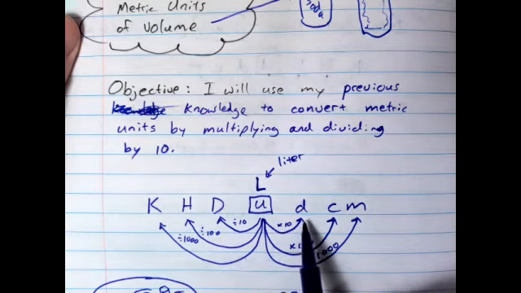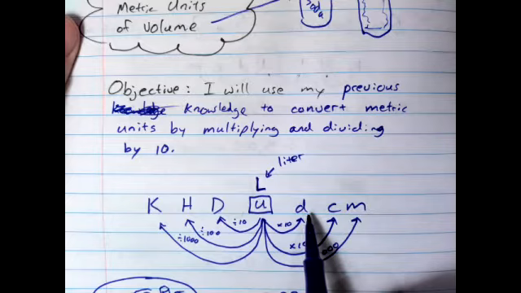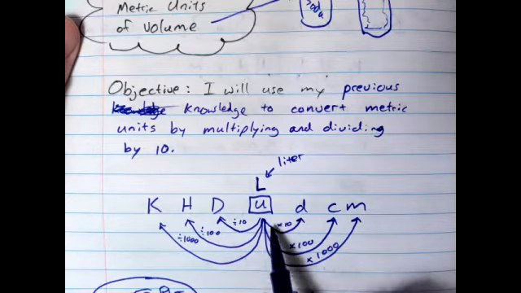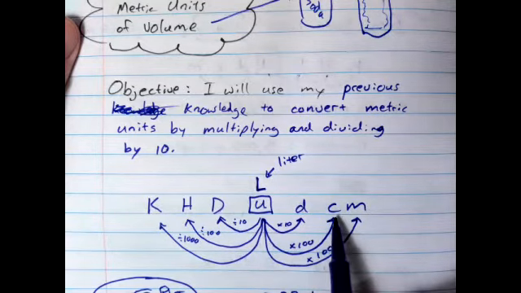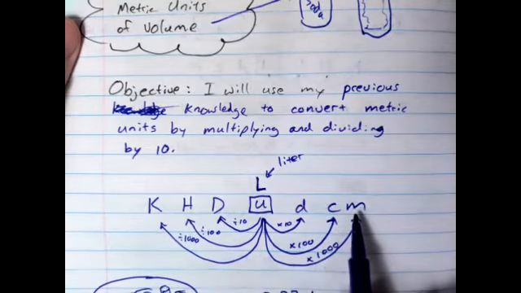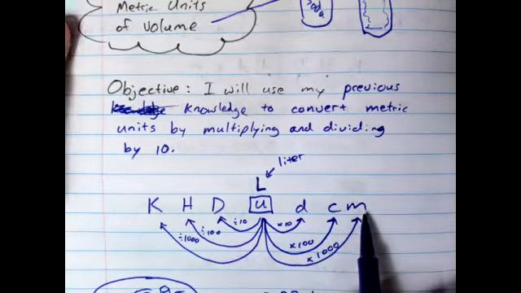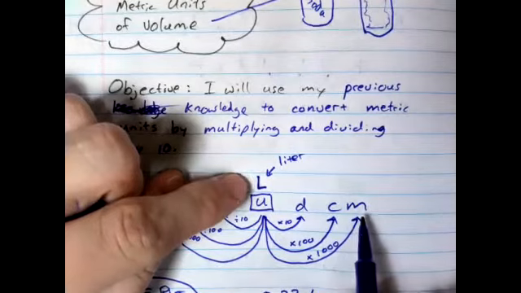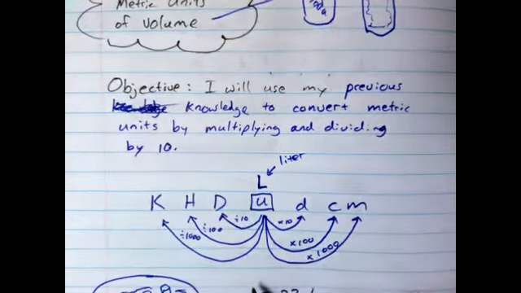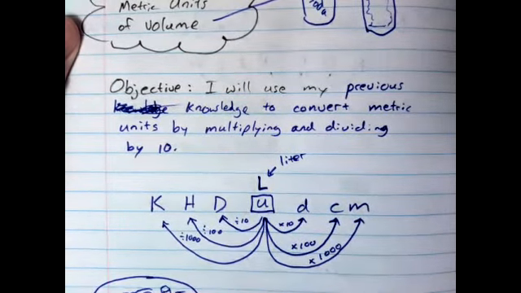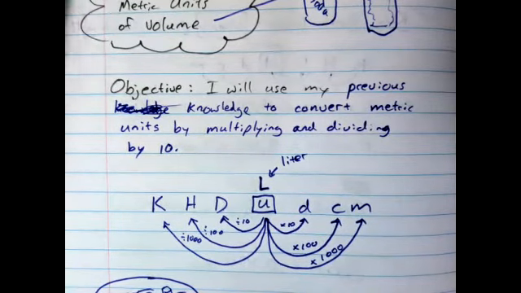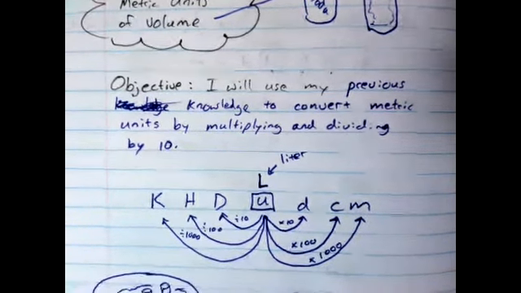Then if we multiply by 10, we're getting smaller pieces. We're going to end up getting deciliter by 10, centiliter by 100, milliliter by 1,000. And this is one you're probably familiar with. Milliliters and liters are measures that we often see with liquids. All right, let's take a look at an example.